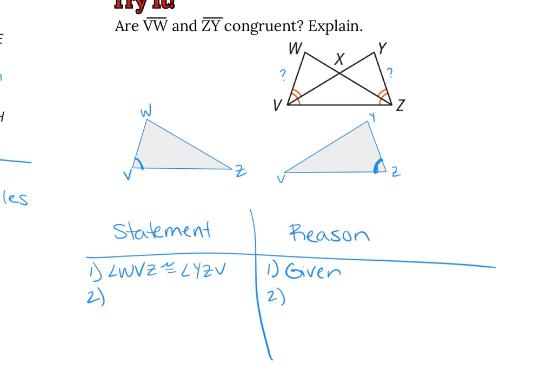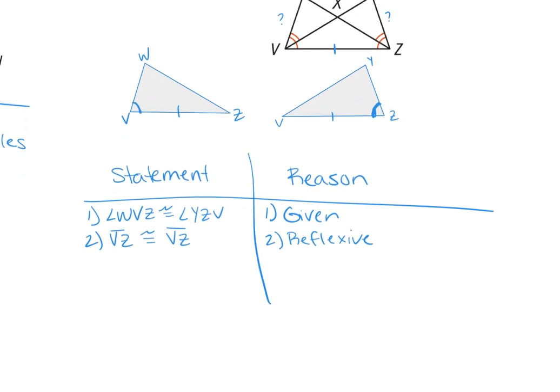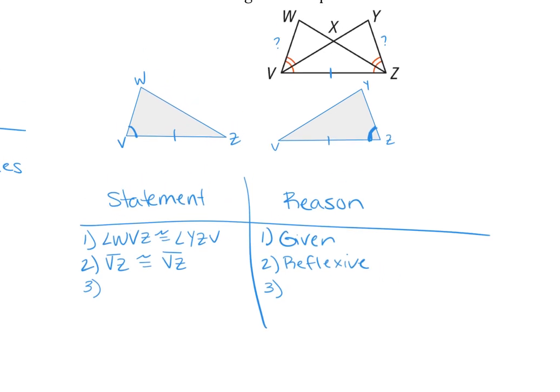I know that VZ equals VZ because those two are the same side, so it's reflexive property. So VZ is congruent to VZ. Okay, they told me that angle WVX is congruent to angle YZX.